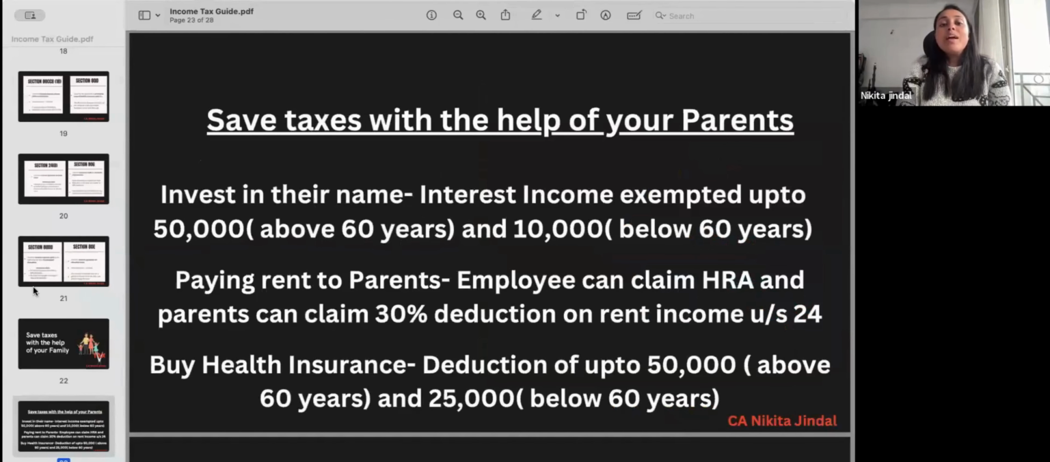Number one is that with the help of your parents, you can invest in their name. And number two is paying rent to your parents. But we have talked about this. The important thing is to create a rent agreement. You have to transfer the rent to your parents monthly, and you have to file the return of your parents as well. And number three is buying a good health insurance, because obviously you are getting benefit out of it.